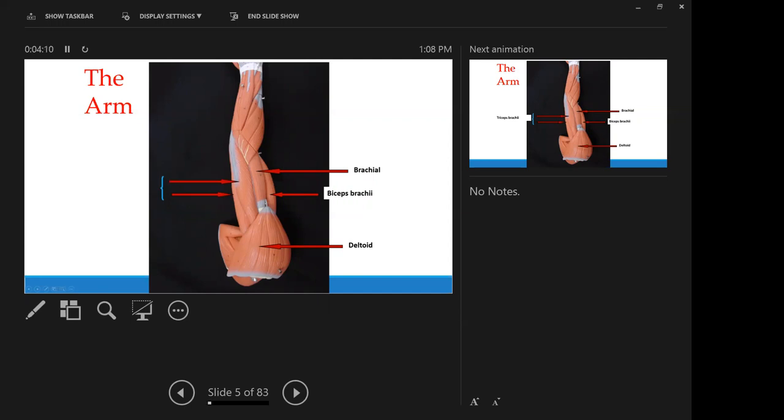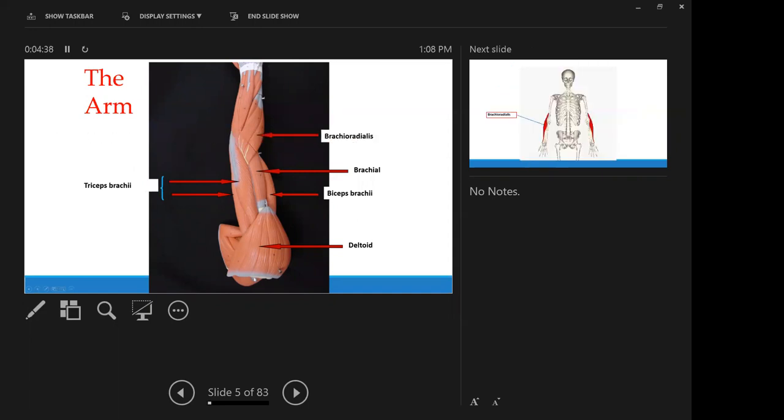On the posterior surface of the arm, we have the triceps brachii. Now the triceps brachii and the biceps brachii are antagonistic muscles. They work against each other. When the biceps contracts, the triceps relaxes. When the triceps contracts, the biceps has to relax because they are antagonistic.